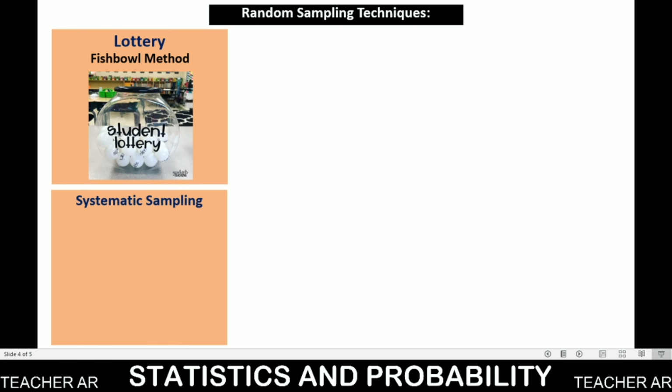We have the systematic sampling. When we say systematic sampling, from the name itself, systematic, it has something to do with pattern or system.